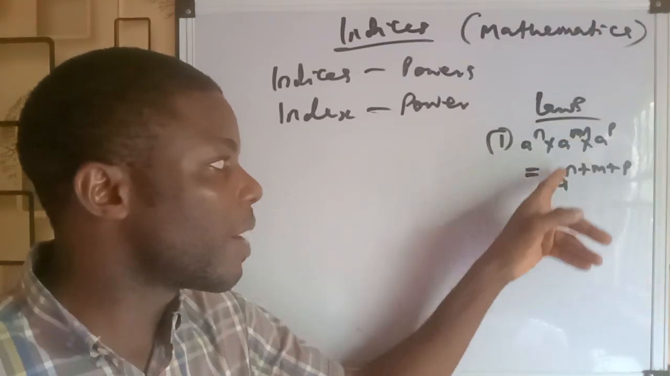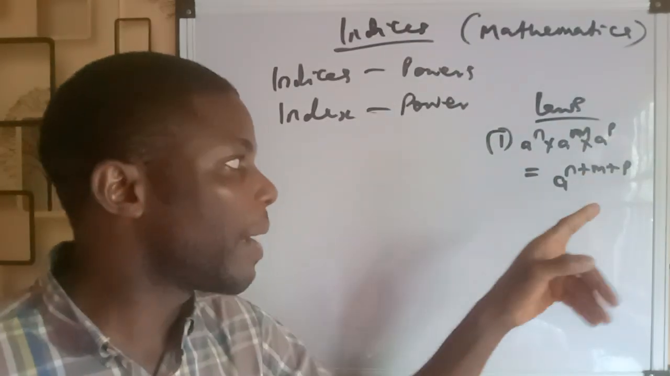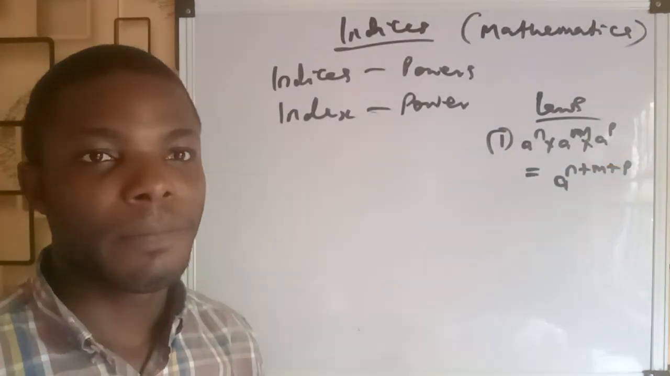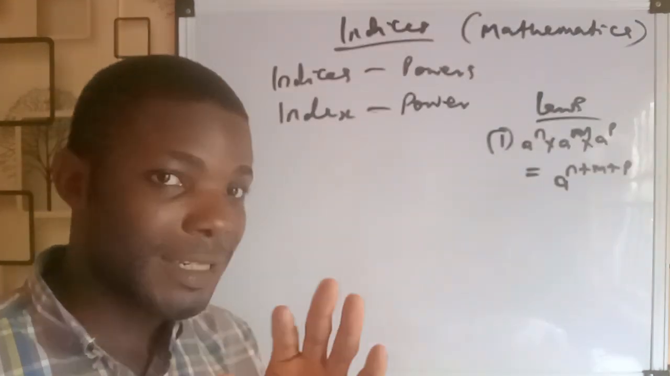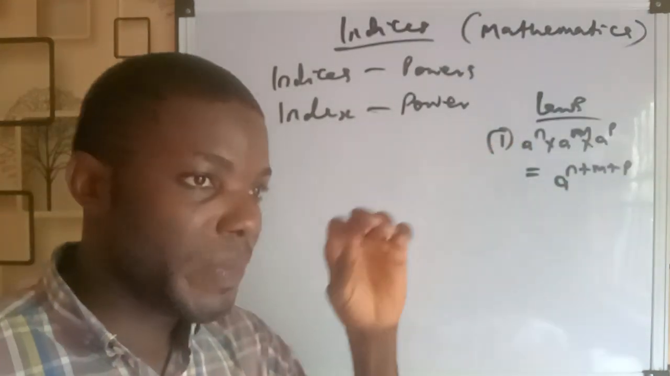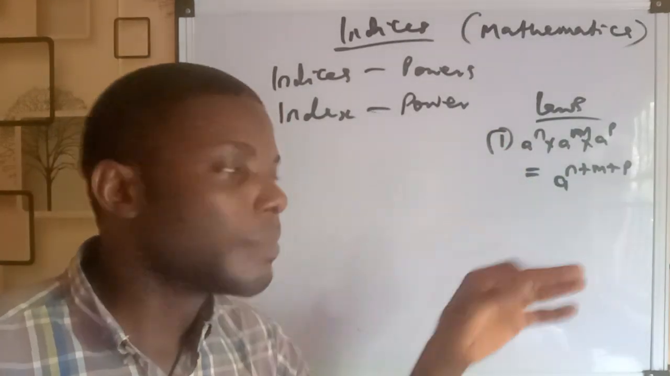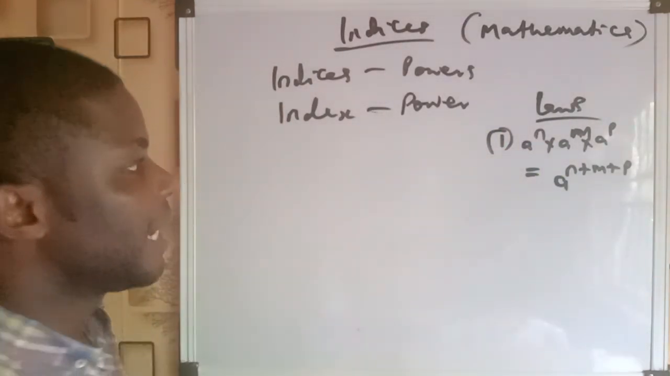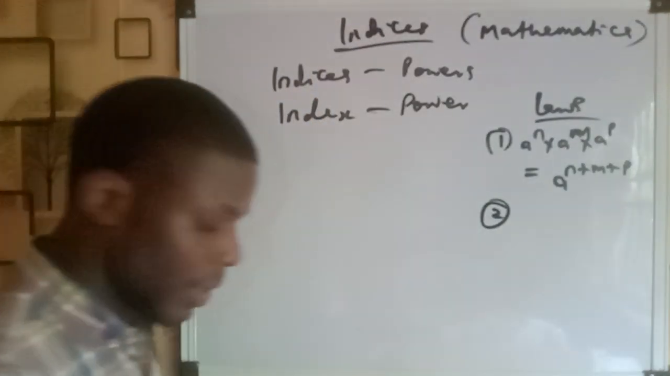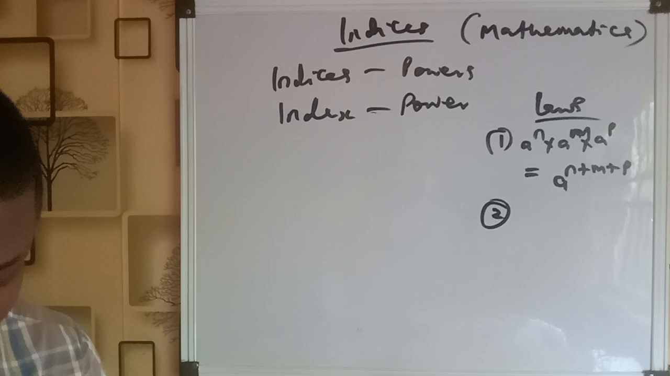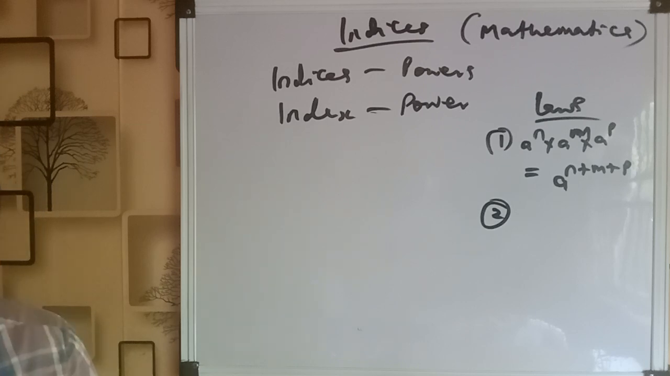You pick just one base, which is a, and then you add the powers. The powers are n plus m plus p. That's one of the laws. In fact, that should be the first one. In a multiplication scenario, when the bases are the same, add the powers. And then number two, the second law, which is related to this particular question one, extracted from the practice test that we're looking at now.